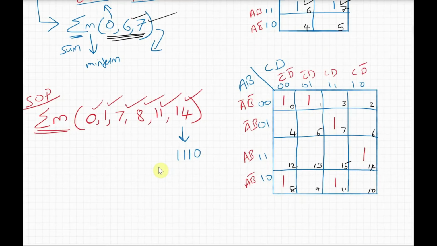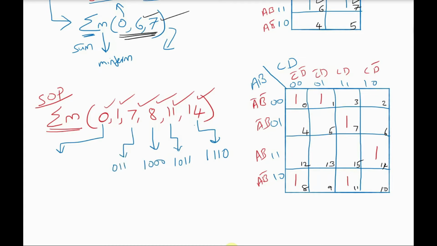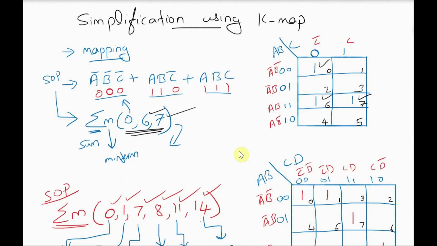Or you can also find the expression for this given question. To find the expression, first we will write the corresponding binary value. 14 is 1110. Since 14 is in 4 bit, we will write everything in 4 bit. 11 is 1011. 8 is 1000. 7 is 0111. 1 is 0001 and 0 is 0000. So we can write the expression. What is 0000? In the previous question also we have written this.